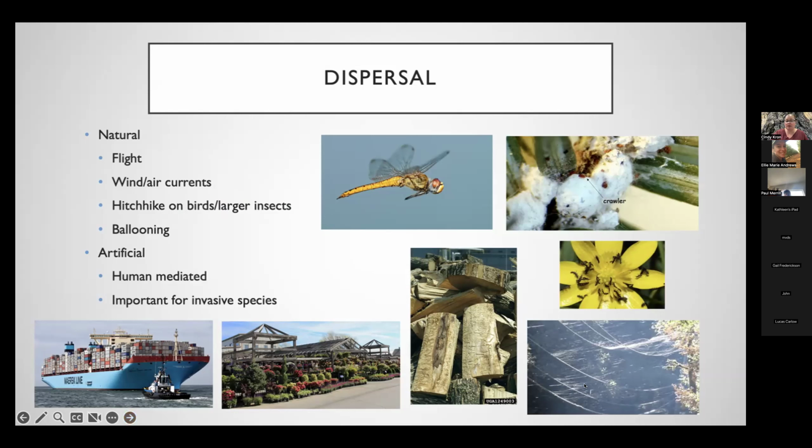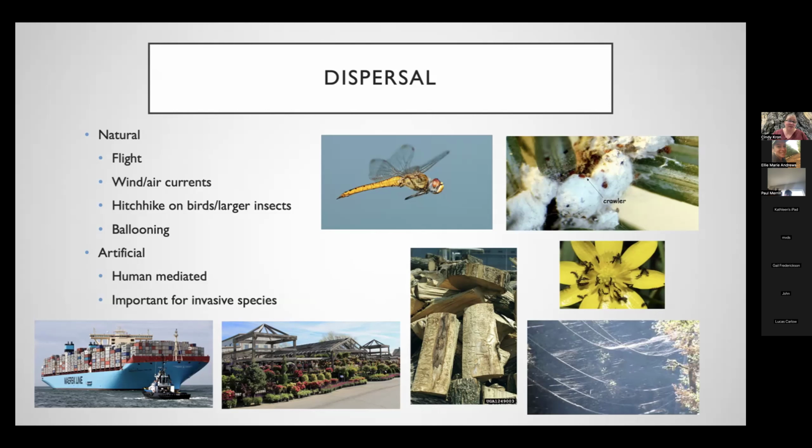Ballooning. So this is what spiders do on the bottom right. This is called ballooning. If you guys have ever seen a field with just all this white wispy stuff, well, those are baby spiderlings that are casting their web and allowing the wind to blow them away from where they emerged. I've seen this and it's pretty cool. You don't want to walk through it, but it's pretty cool when you do come across that.